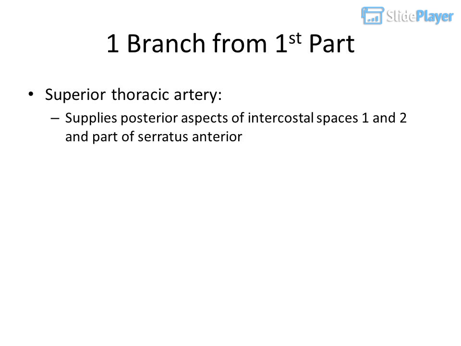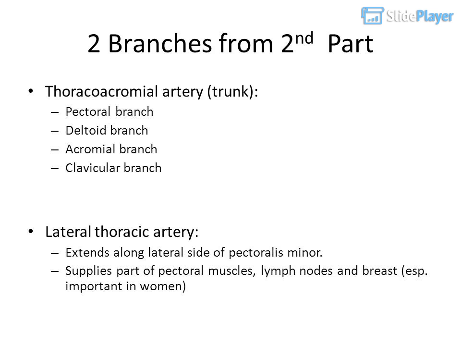One branch from the first part: the superior thoracic artery. It supplies the posterior aspects of intercostal spaces 1 and 2 and part of serratus anterior. Two branches from the second part: the thoracoacromial artery, a trunk, with pectoral, deltoid, acromial and clavicular branches, and the lateral thoracic artery.